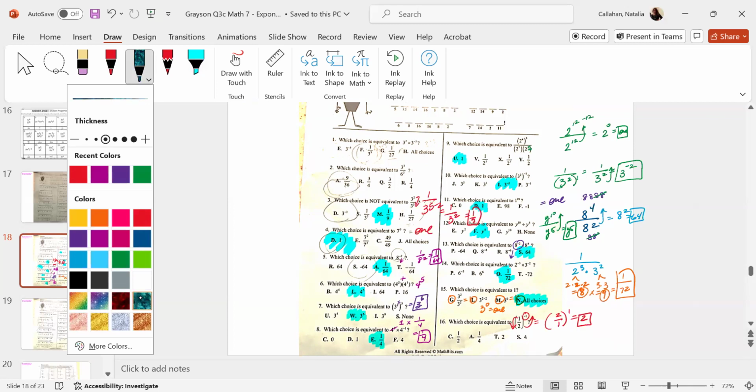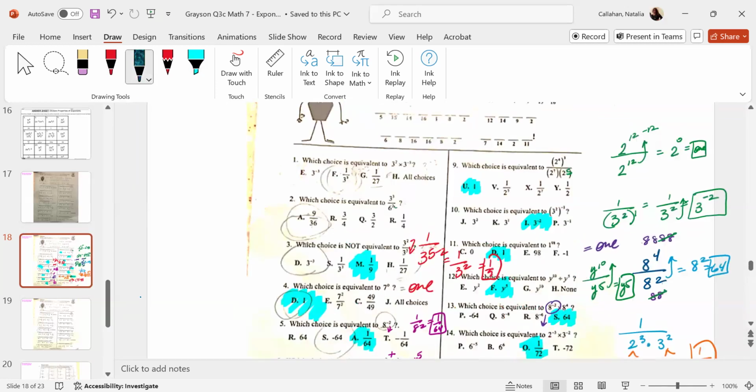For number 2, bring that up. Wait, oh no, it's 6, just kidding. So 3 cubed is 27. This will give you 36. So if you divide it by 3, it'll give you 9/12, which is 3/4.